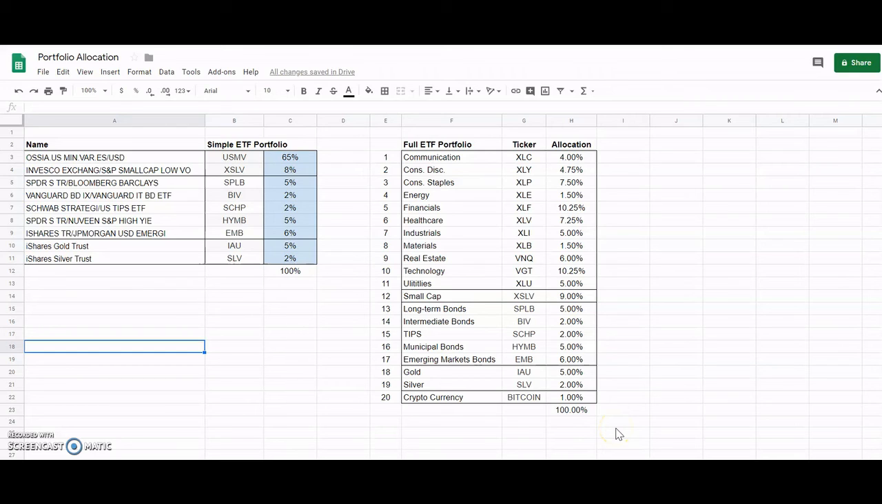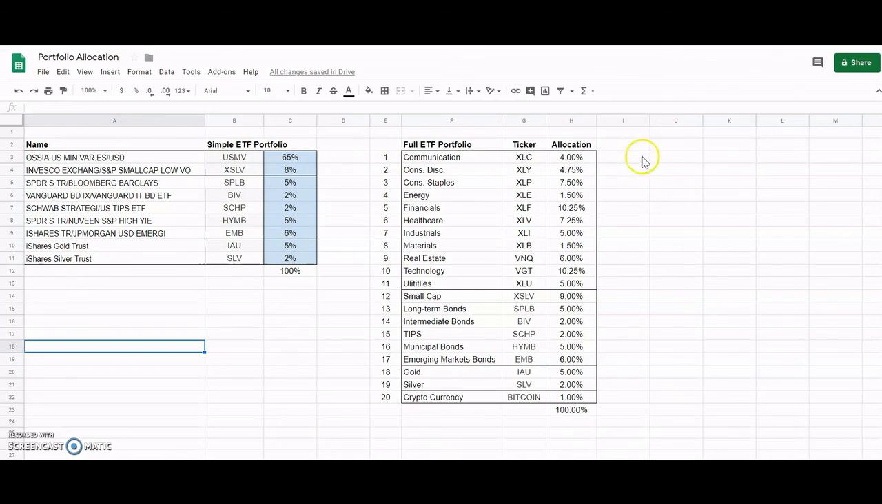But for me, if I'm going to do cryptocurrency, I want to keep it small because I like investing in solid companies with long-term successful track records, as well as ETFs that I think are going to be safe. So I might do 1% in Bitcoin. So that's it. Kind of a long, quick explanation, if that makes sense, of these two sample ETF portfolios.